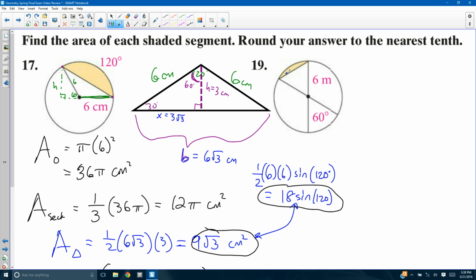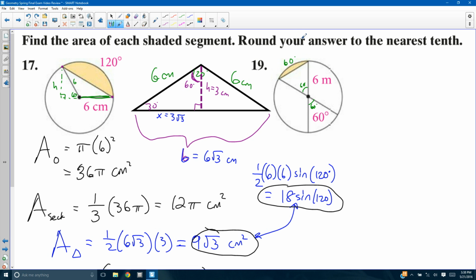Okay, the area of this shaded region here, they give you, I don't really know what they give you. I assume they're giving you the arc measure, which is 60 degrees, which means the central angle here is also 60. Vertical angles are congruent, so this angle is also 60 degrees as well, so this arc is also 60 degrees. Okay, we got a radius of 6 meters here.